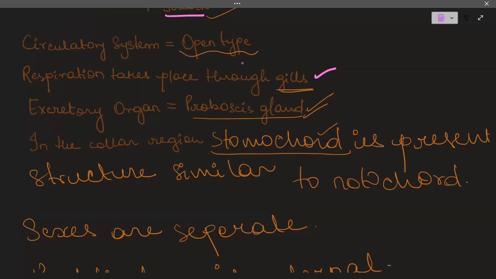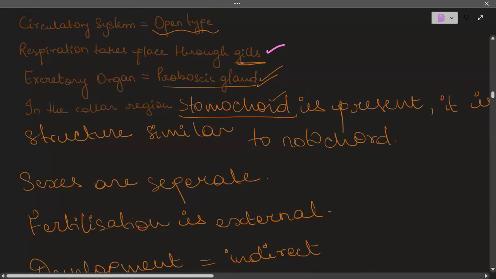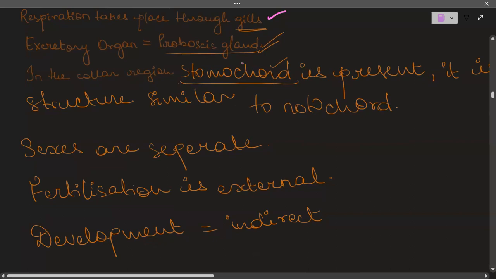Now, in their collar area, stomochord is present, which is a structure almost similar to a notochord. This is why they are known as hemichordate. Hemi means half. Halfly, they are representing or resembling the chordates.